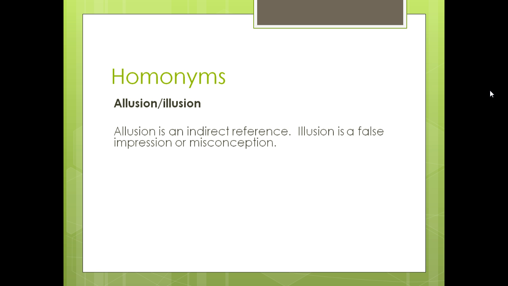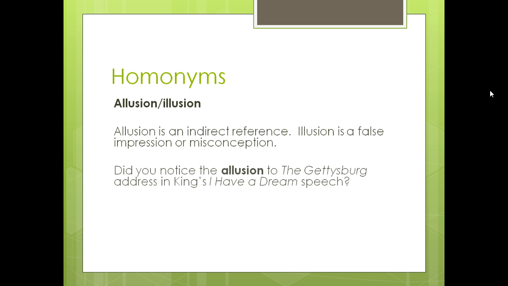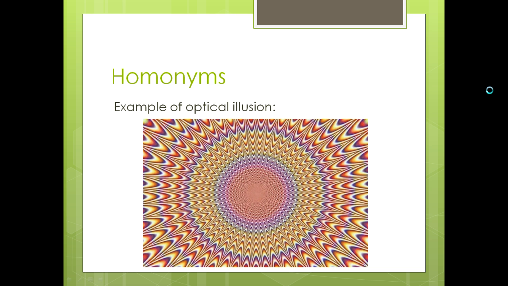Allusion and illusion. Okay, allusion with an A is an indirect reference. Allusion with an I is a false impression or a misconception. So here's an example of allusion with an A used correctly. On the next page, we'll look at an example of an optical illusion. You can see how the image appears to move. That is an illusion with an I.